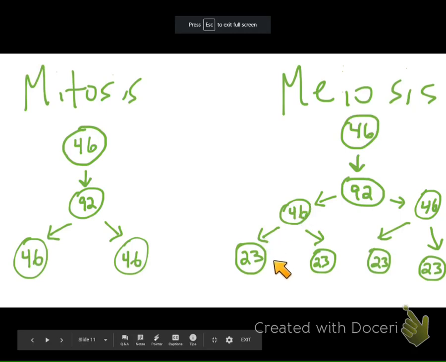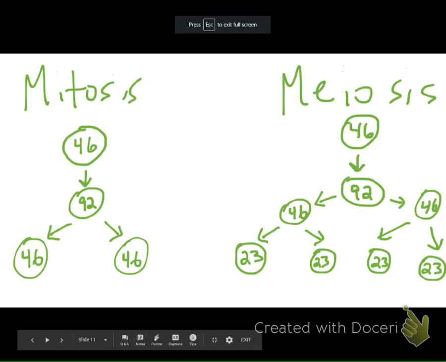23. How many in an egg cell? 23. So when a sperm cell fertilizes an egg cell, what happens? You've got two halves of a cell that make what? One whole cell. A completely unique, never before seen set of DNA that has come together and has made one cell. Here, let me ask you this question and think through this.